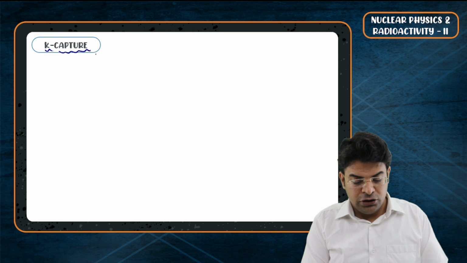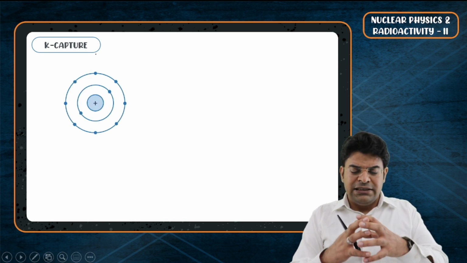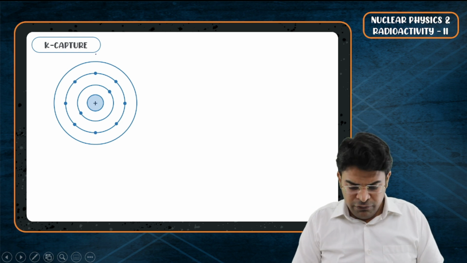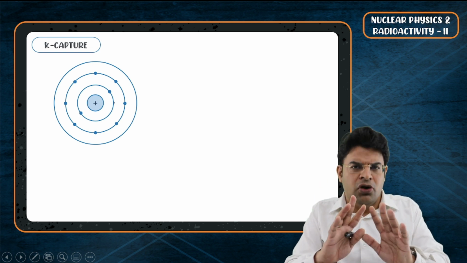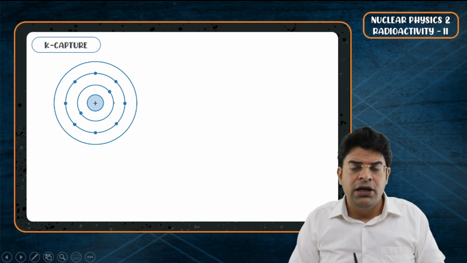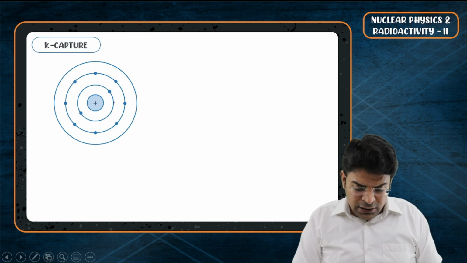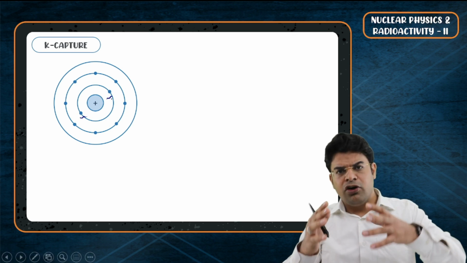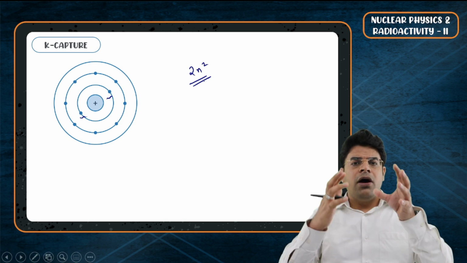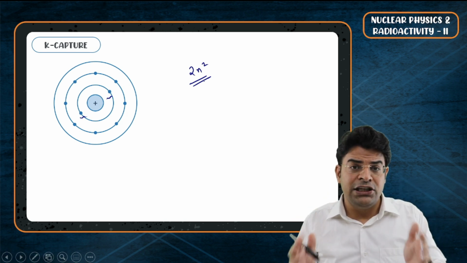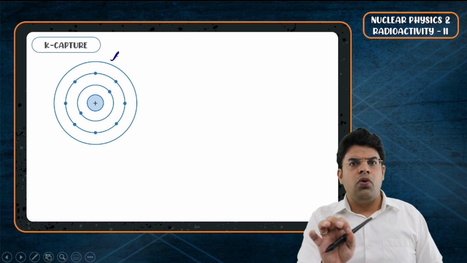K capture. What is the meaning of K capture? The name itself says. Visualize an atom. We know that in the center there is a nucleus. And if we think of the simple model, not the probabilistic model, where the electrons are revolving in orbits around the centralized nucleus, in the first orbit we have got 2 electrons, in the second orbit we have got 8 electrons. I know that you have learned the 2n square formula, and you know how many electrons are there in each orbit. Now let's say this particular atom is no ordinary atom.